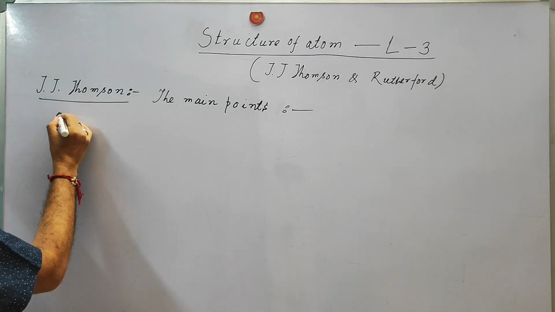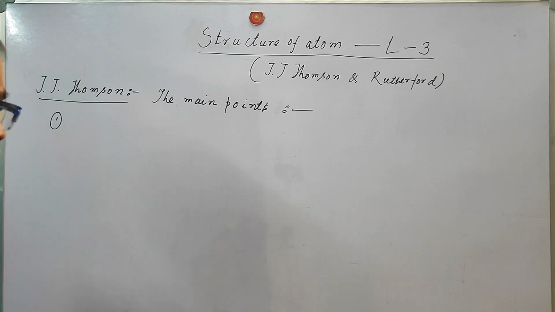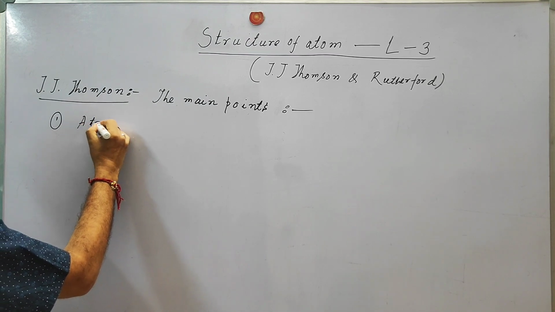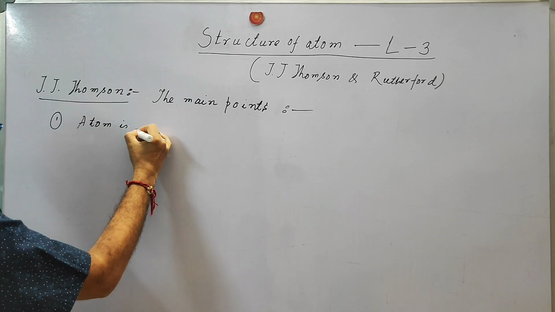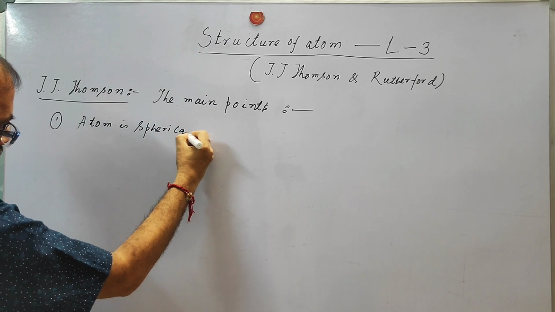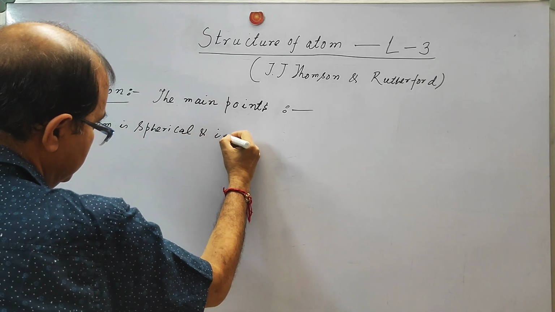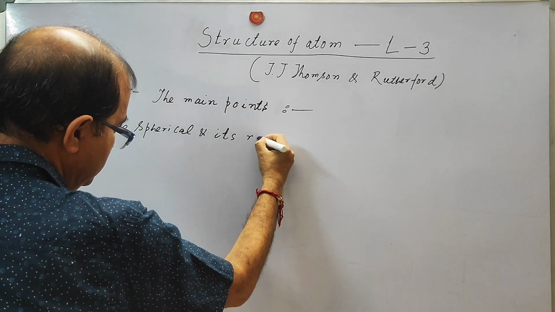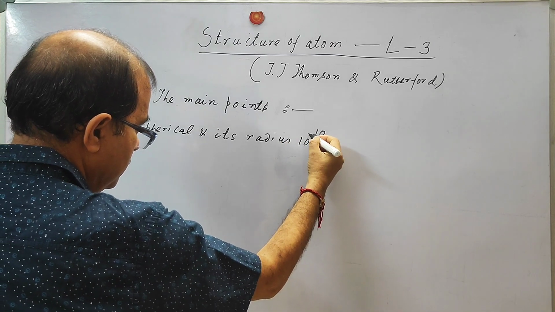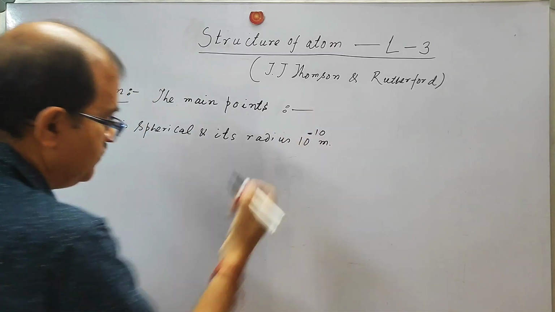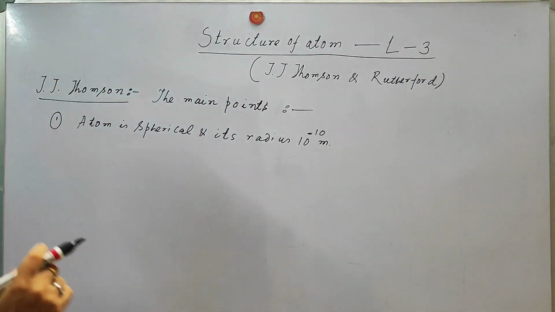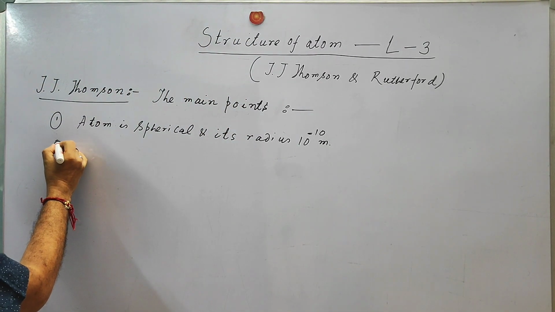Number one point, he considered the atom as spherical. The atom is spherical and its radius is 10 to the power minus 10 meter. So we should make the points in a gist so that you are able to remember.